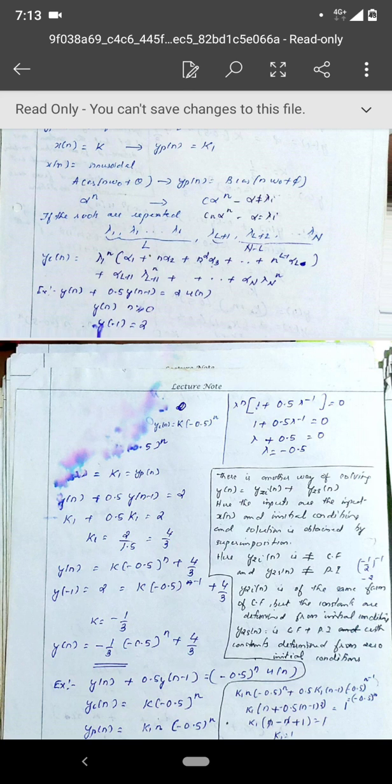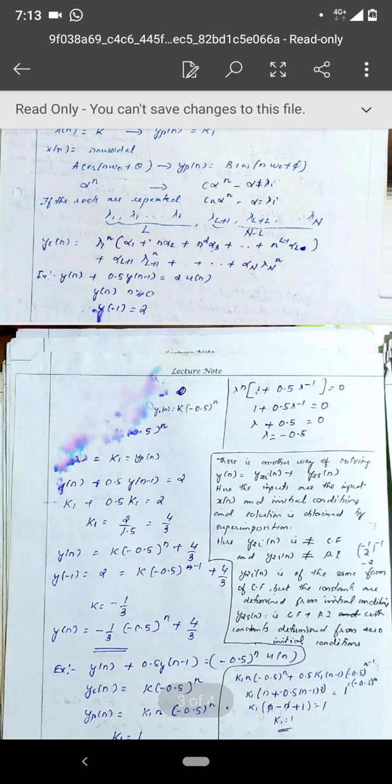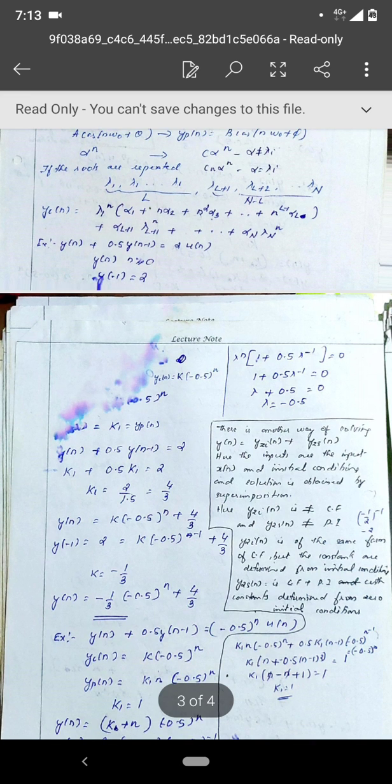So in order to determine the solution for a first order equation, what should we have? You should have one initial condition. I told that all the initial conditions prior to n naught should be known. So prior to n naught, prior to 0, there should be one initial condition. So prior to 0 there is minus 1, and that is why we have y of minus 1, and that initial condition is given as 2.